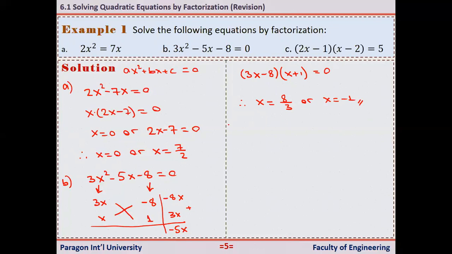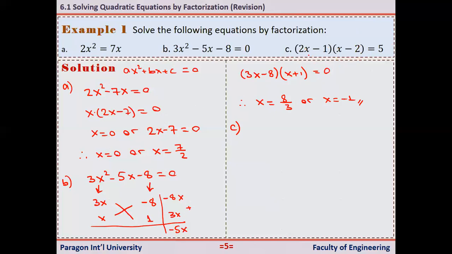Okay. And how about question C? In question C, it is factorized, but actually on the right hand side we have 5, right? It is not 0 here. So first we have to bring this into the standard form. Then we have to factorize it. Then we will solve this equation.